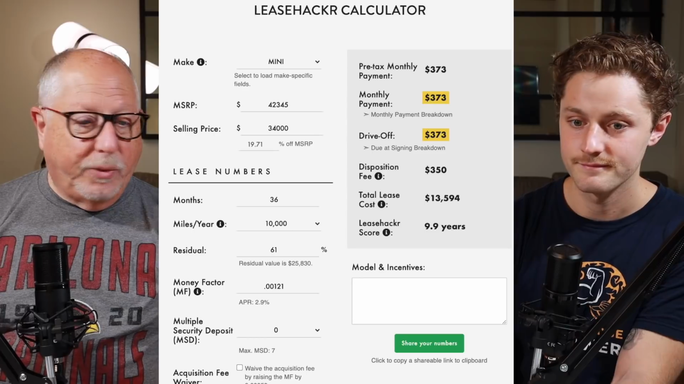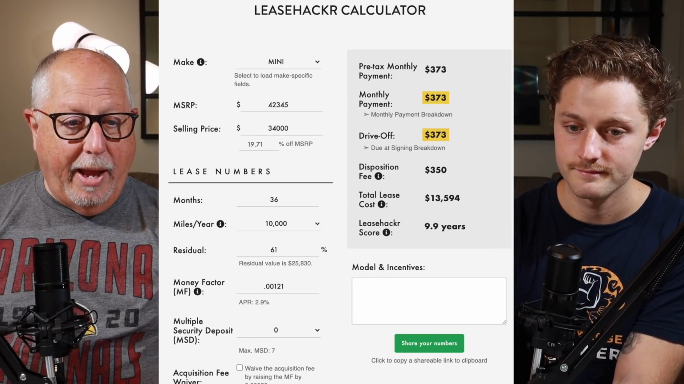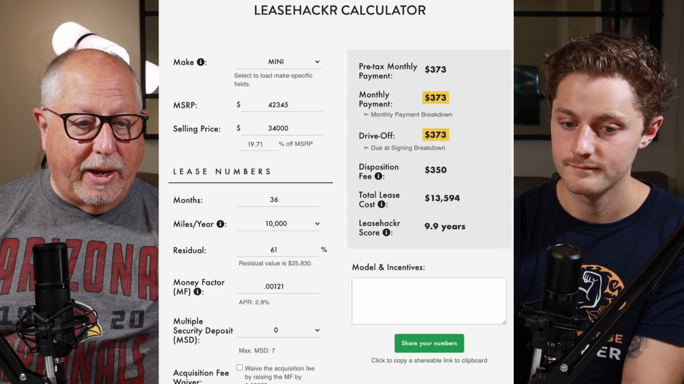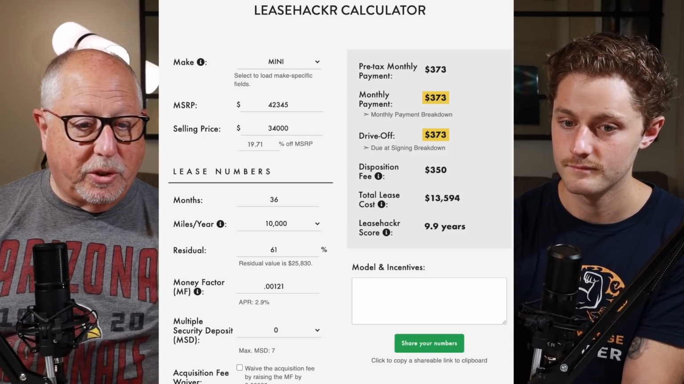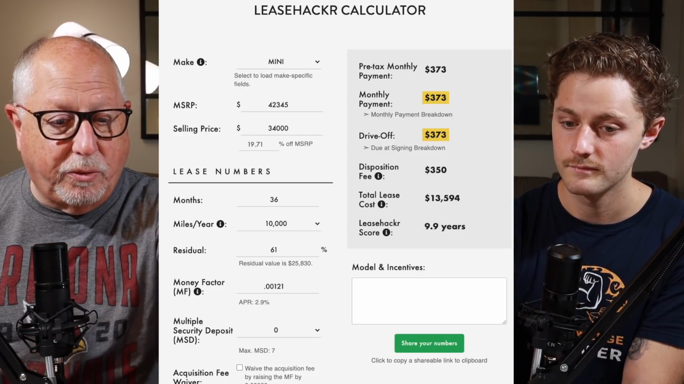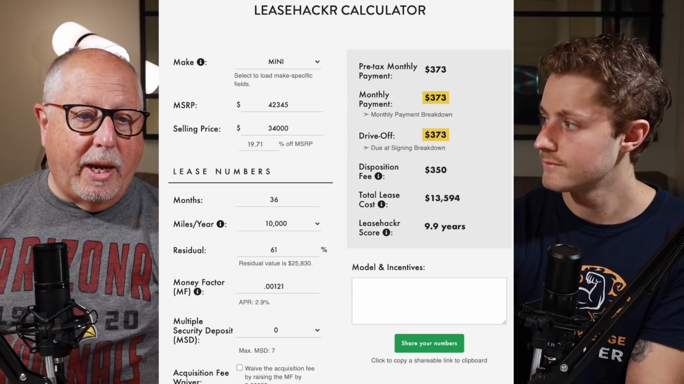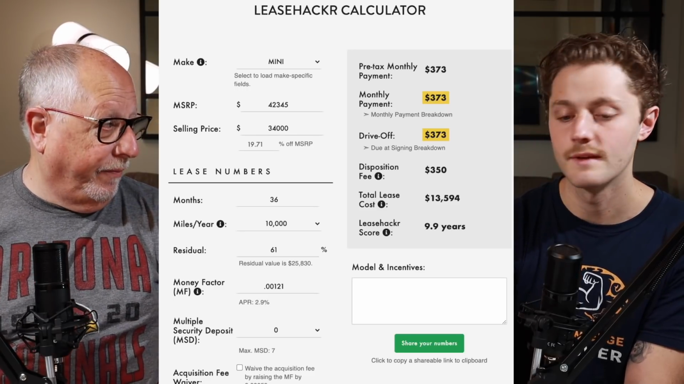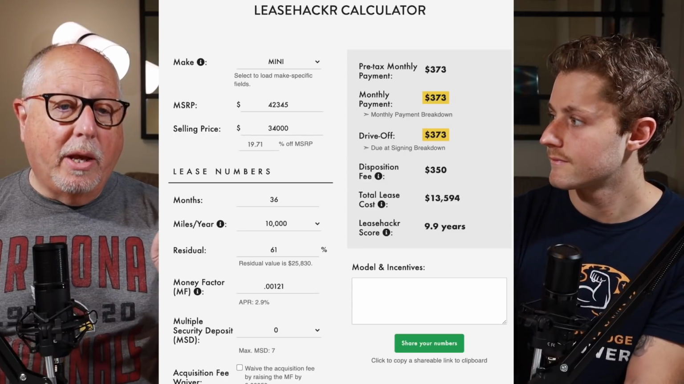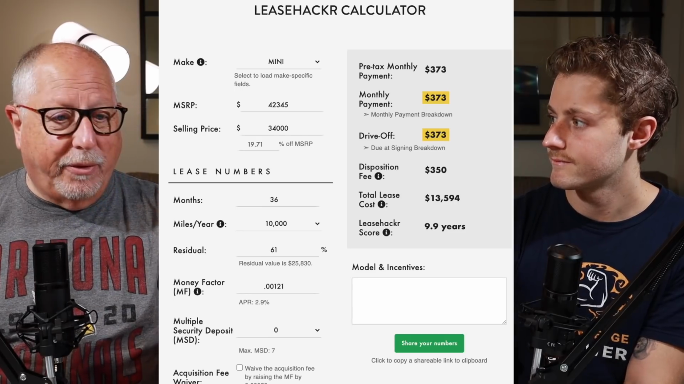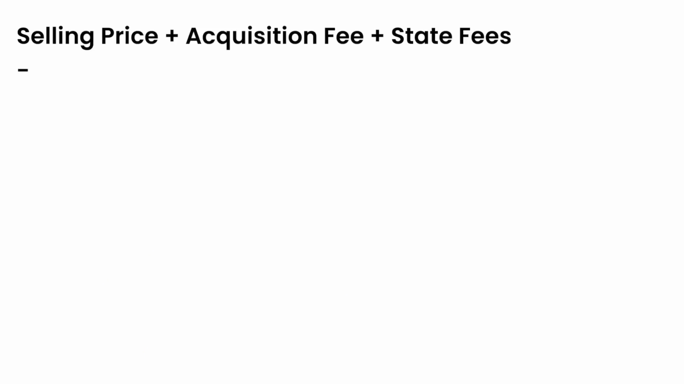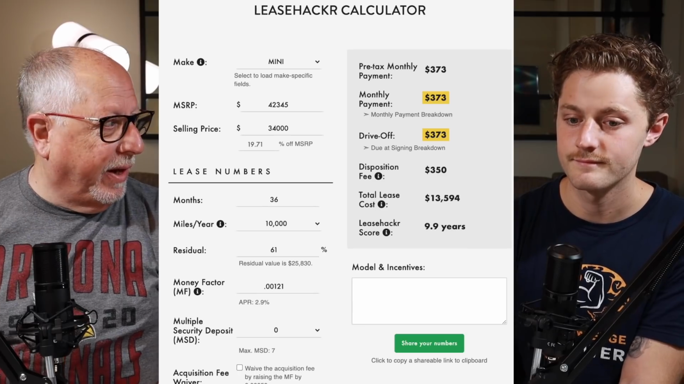Well, if the selling price was $34,000, and so the residual value, it doesn't tell you what the residual value is, it just tells you what the percentage is. So the residual value is 25. So it does tell you. Yep. Okay. So you would take the $34,000, and in most cases there would be an acquisition fee. Yep. In my case, there wasn't because I was an employee. So you would normally take the selling price plus the acquisition fee, if you're in Maryland, plus all the state fees, and you'd add that all together, and then you would subtract from that the residual value of $25,830.